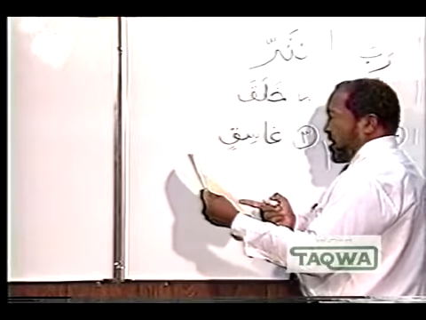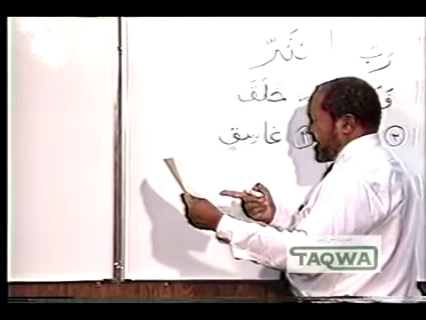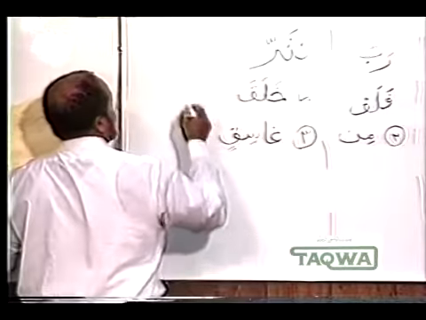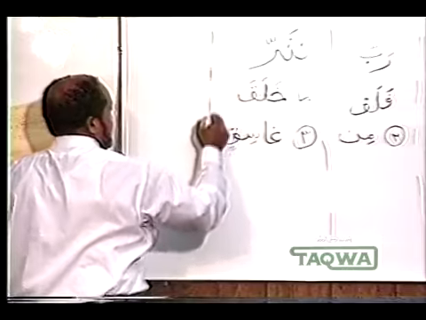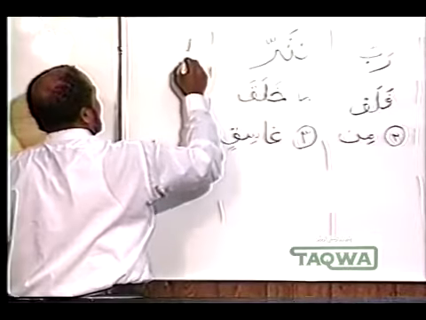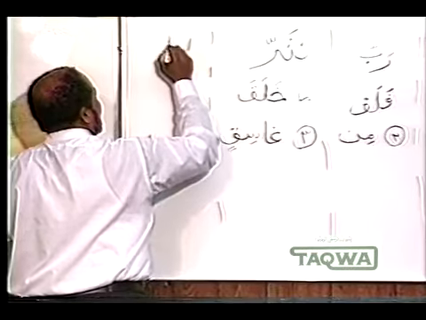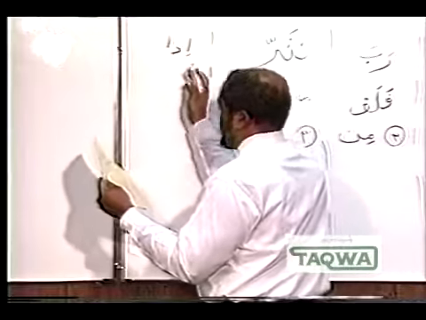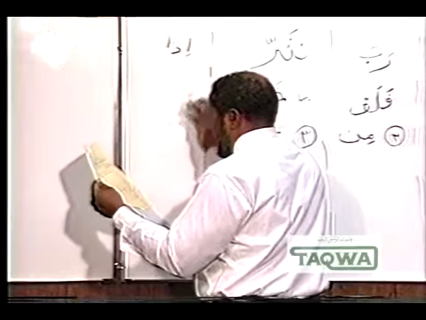Min shar ghasiq idha. So now we want another word, idha. Let's make another column. This word means when, when it occurs, or if it should occur, at what time or when.